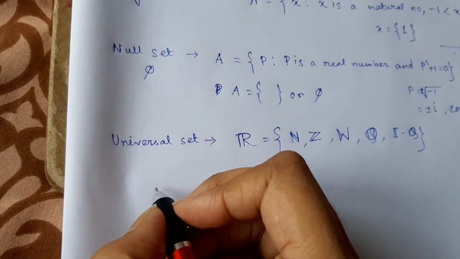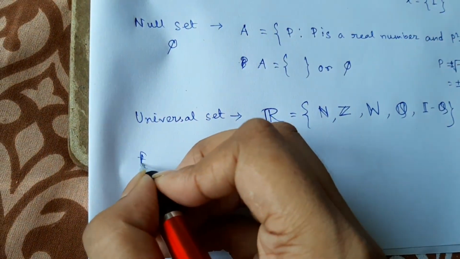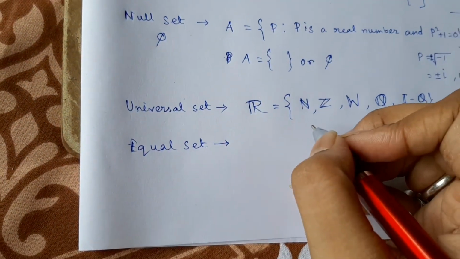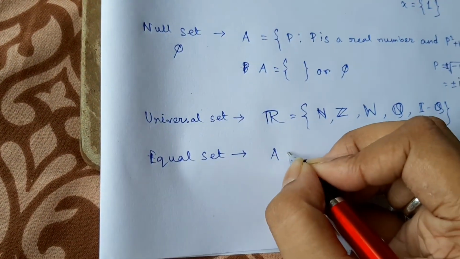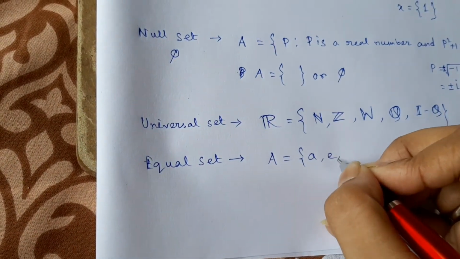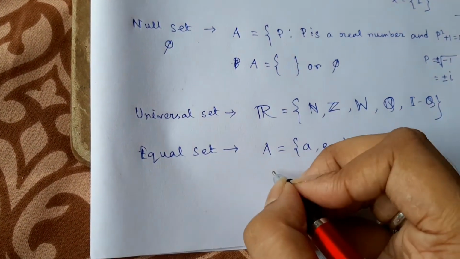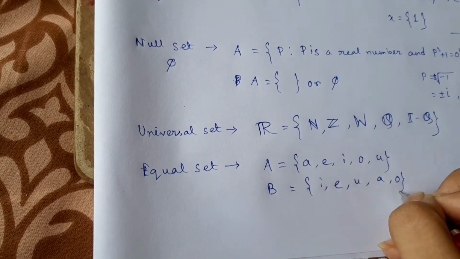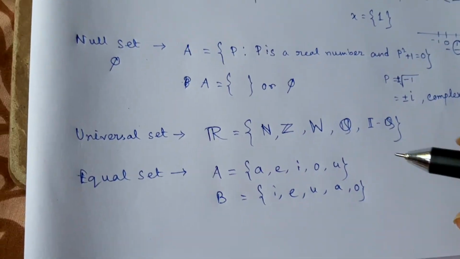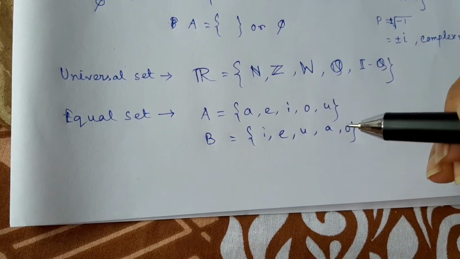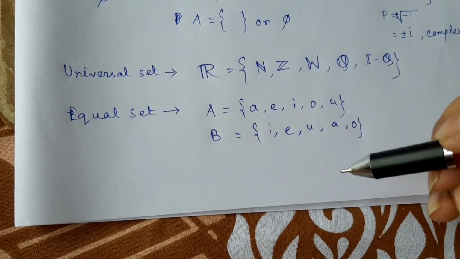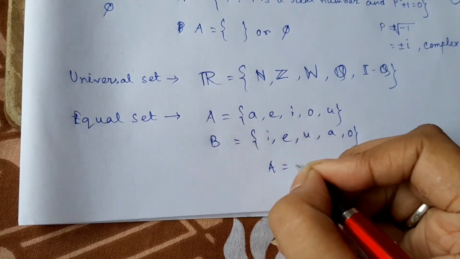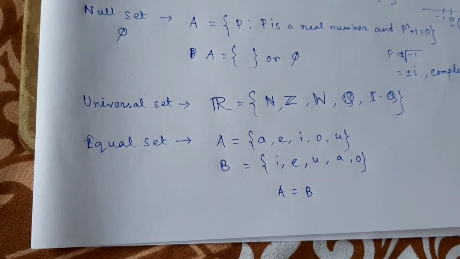Next is equal set. Let us take an example. A equals A, E, I, O, U and another set B equals I, E, U, A, O. Here the number of elements and the elements themselves are the same in both the sets. So we may write A equals B. So A is equal to B.